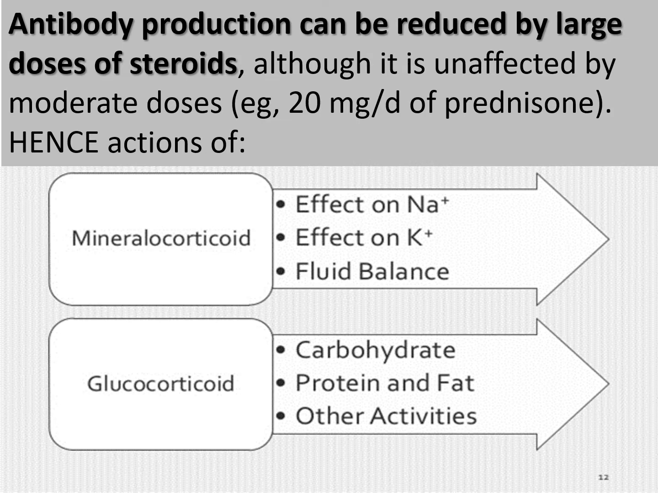When we talk about the immune system or the antigen antibody system, antibody production can be reduced by only large doses of steroids, although it is unaffected by the moderate doses. Means if you are giving steroids and if you are afraid of its effect of immunosuppression, then you must know that only large doses cause the antibody production to decrease, but the moderate doses have very negligible effect.